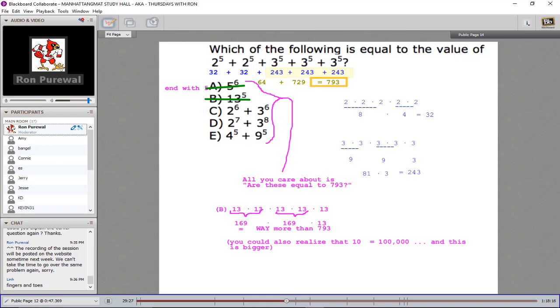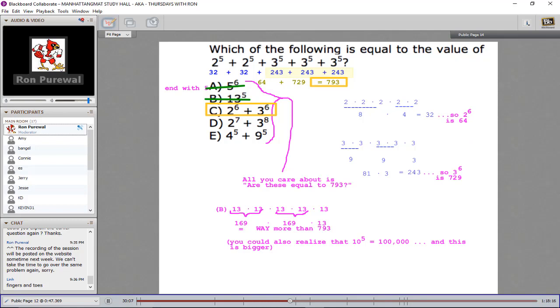That works too, 10 to the 5th. 2 to the 6th plus 3 to the 6th. Well, 2 to the 5th is 32, so 2 to the 6th is 64. And this is 3 to the 5th, so 3 to the 6th is another 3 times that. So there you go. That's the right answer. 64 plus 729.